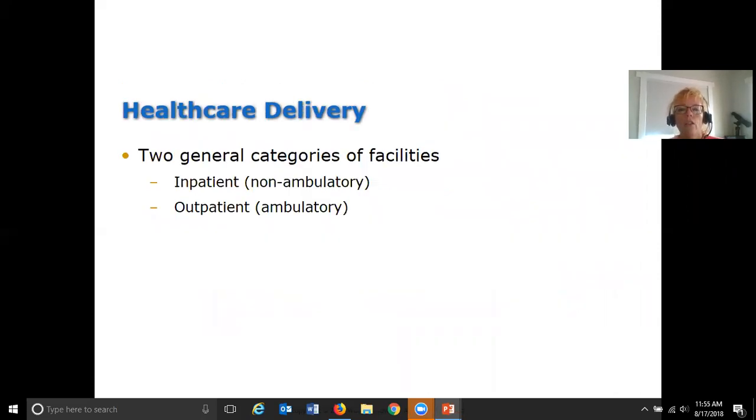When we talk about healthcare delivery, we talk about two general categories of facilities: inpatient or non-ambulatory, and outpatient or ambulatory. Inpatient is typically what we think of as in the hospital. Non-ambulatory means these patients can't move. Often they are confined to a bed, so you may be drawing them in a bed or a wheelchair. Outpatient are things like physicians' clinics, wellness testing sites, nursing homes. Sometimes in nursing homes the patients are ambulatory or non-ambulatory, but most often we think of outpatients as ambulatory, that is, they can move.